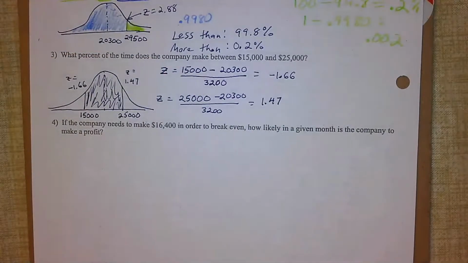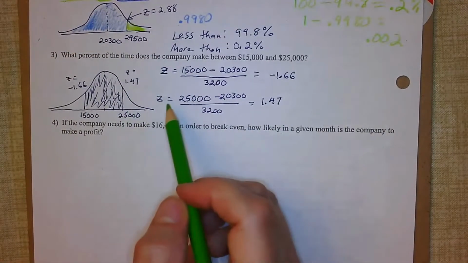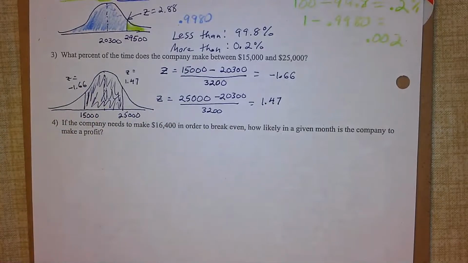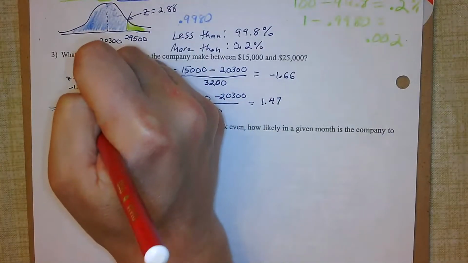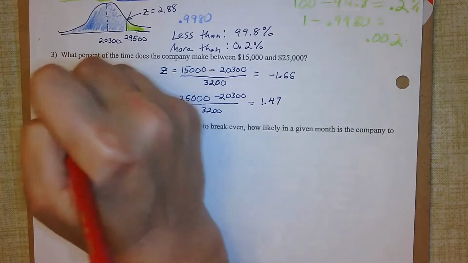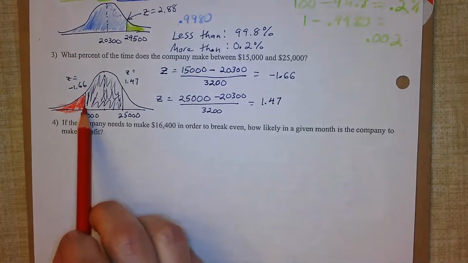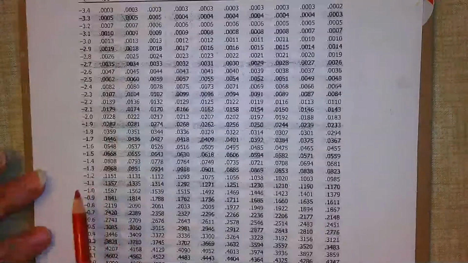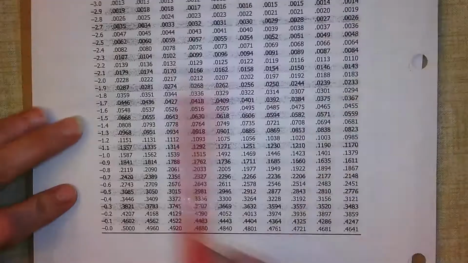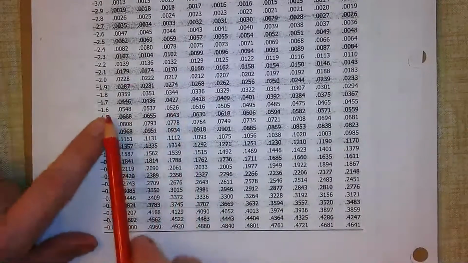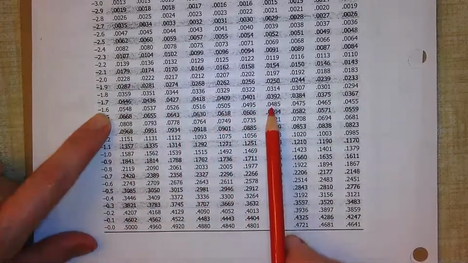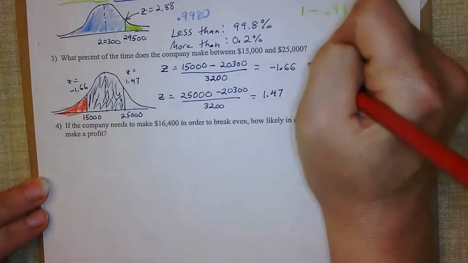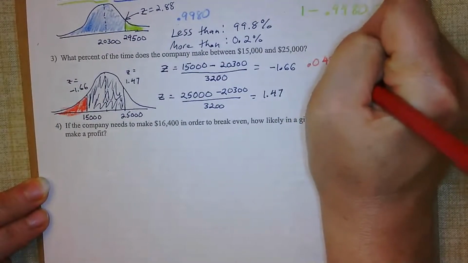All right, so remember my curve works to the left. So if I go to the left of negative 1.66, I'm going to get this red area. So let's look up negative 1.66. For this, remember, we're going to have to go to the back. I have to go to negative 1.6. Here's negative 1.6. And 0.66 is 0.0485. So I'm going to make a note that this one has 0.0485.